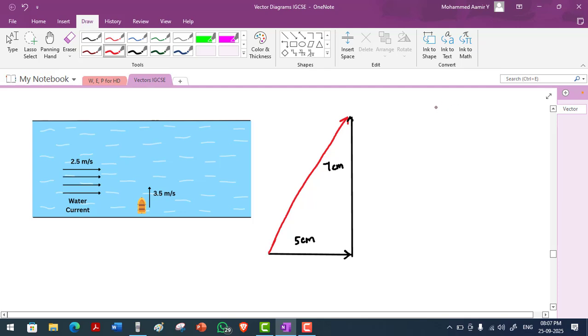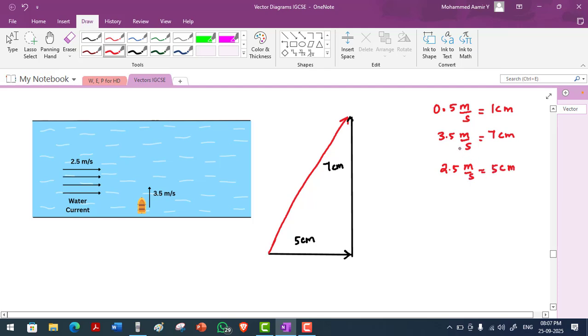Okay, that's the scale we have taken. 0.5 meters per second is equal to 1 centimeter. Then 3.5 meters per second will be equal to 7 centimeters. 2.5 meters per second will be equal to 5 centimeters.